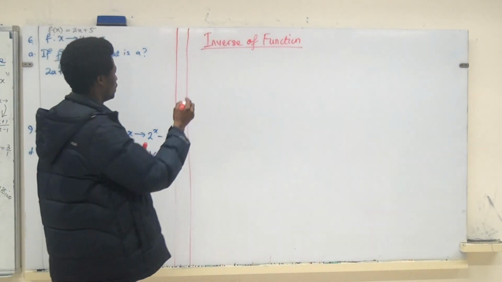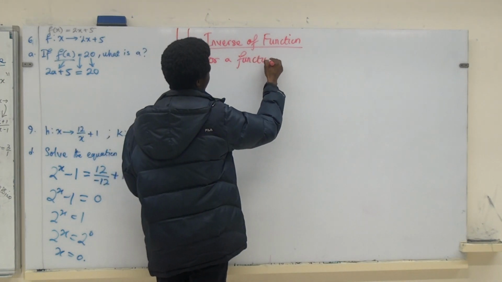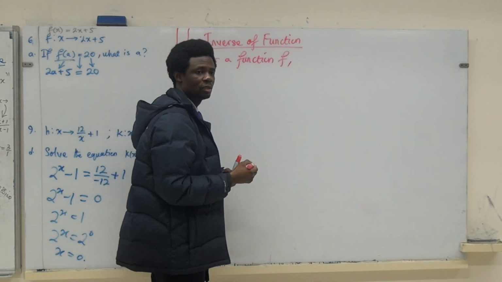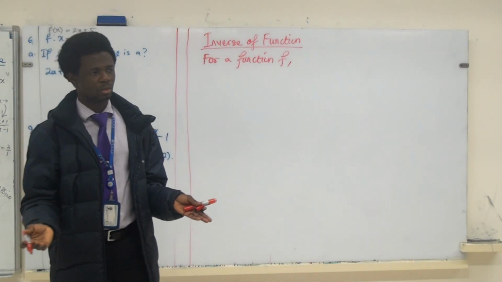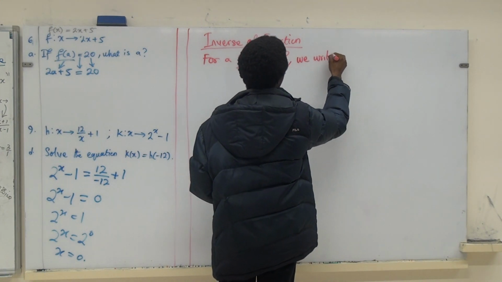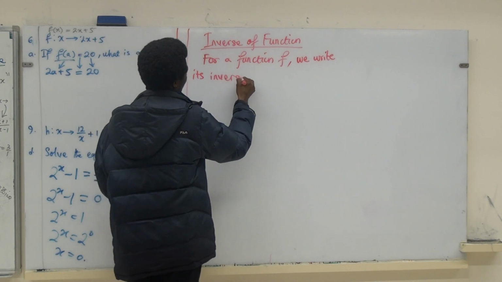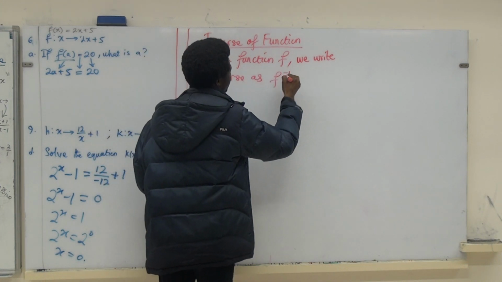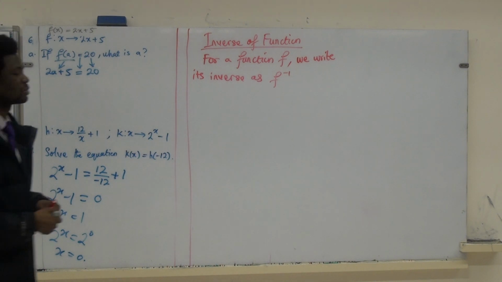Now, for a function f, the function could be g, it could be h, it could be anything. If the function is f, we write its inverse as this, f inverse. That's how we write it. Okay? Now, what does this mean? This is what I want you to listen to. This is what it means.